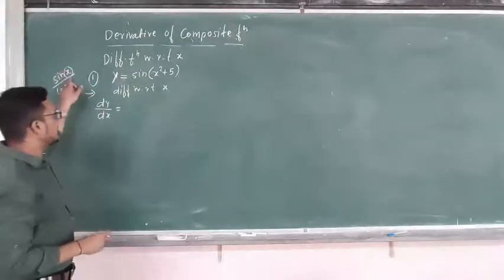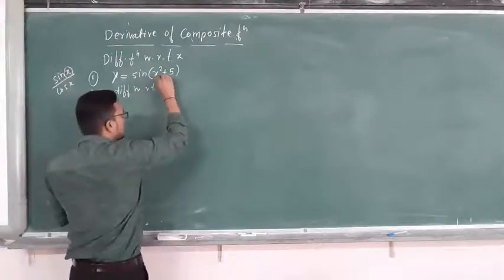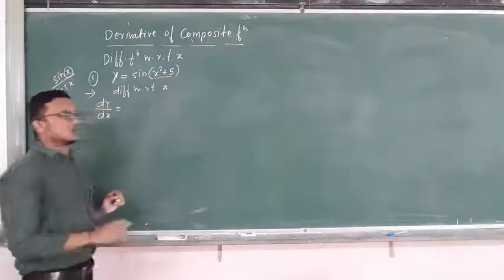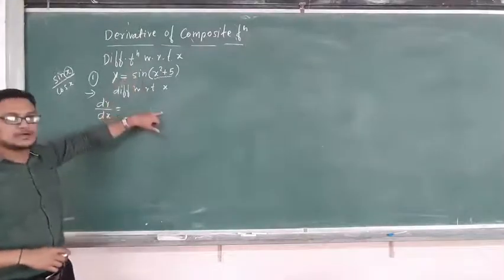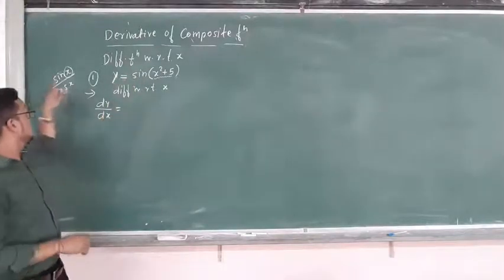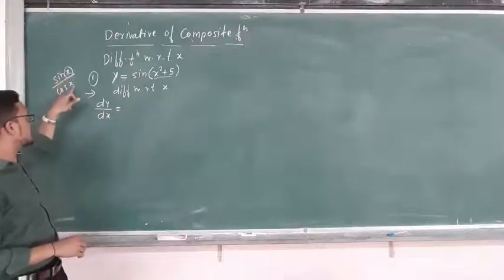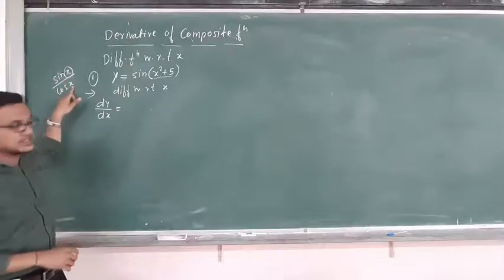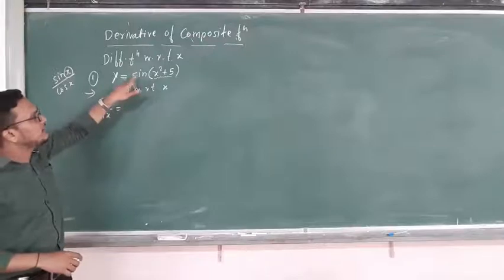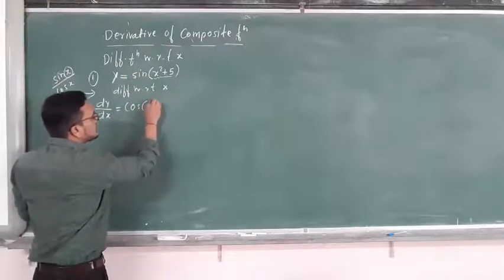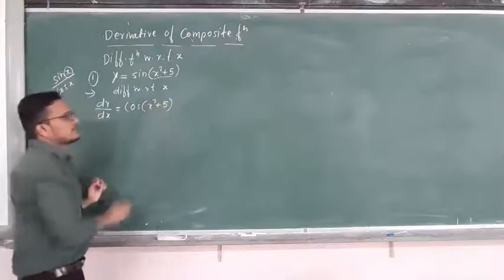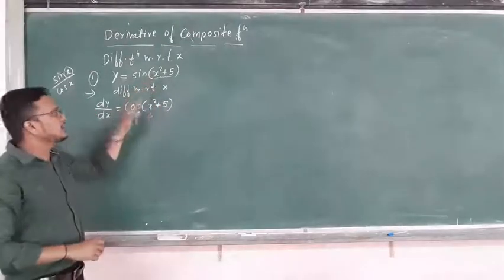But keep in mind, here we have this x angle. In the place of that x angle, now we have x square plus 5. When you take the derivative of sine, sine x derivative is cos x, and this x we keep as it is. Here also the same: the derivative of sine of x square plus 5 is cos of x square plus 5. That angle we keep as it is.